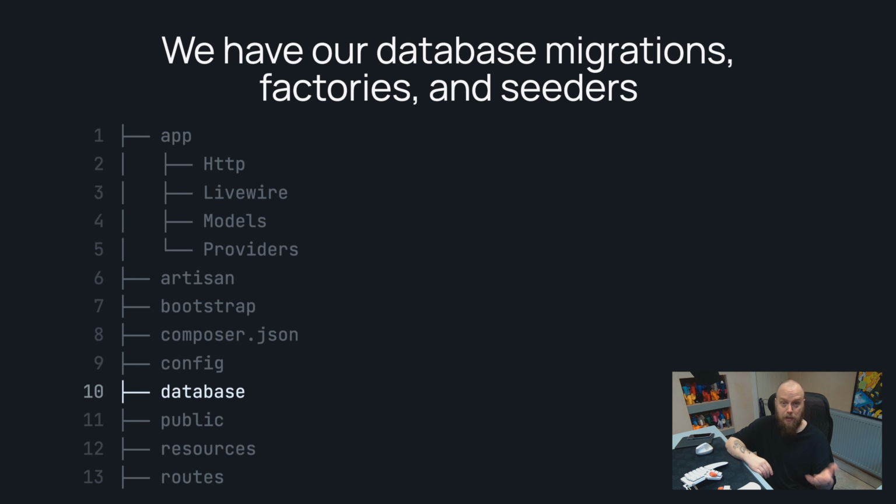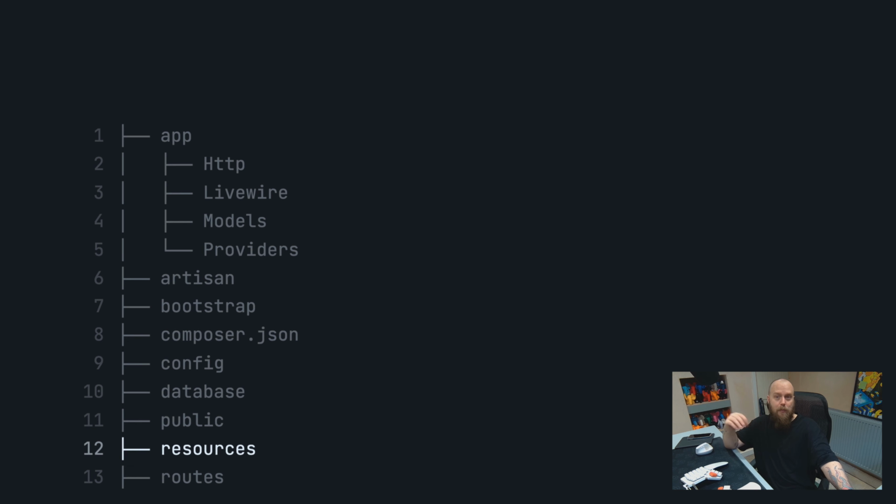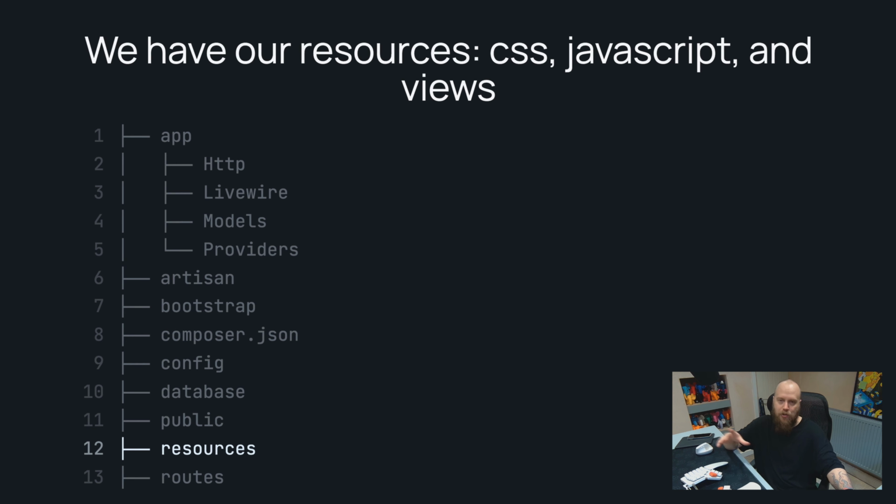That lives in the database directory. Typically, you have your migrations, your seeders, your factories. You might have seeders for different environments, not the point. But then we have our resources, so CSS, JavaScript, and views all live in that resources directory. Whether that's Inertia, whether that's Livewire, no matter what you're doing, you will have something within resources.